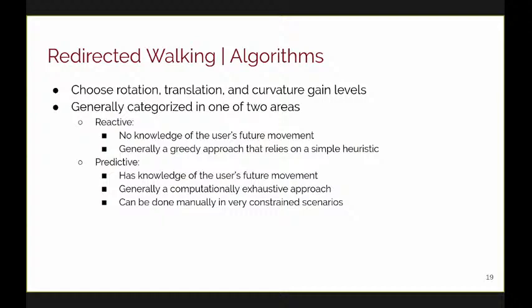Predictive algorithms do have some sort of knowledge of the future movement, whether that be a virtual path that they know that the user must follow, or a constrained set of paths that they can try to optimize for.